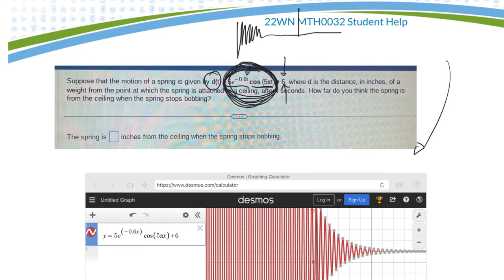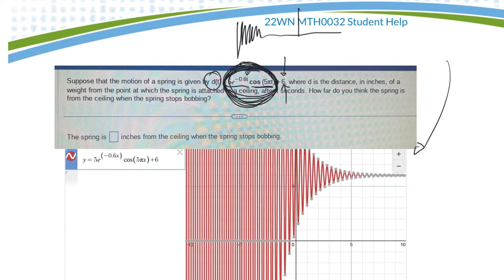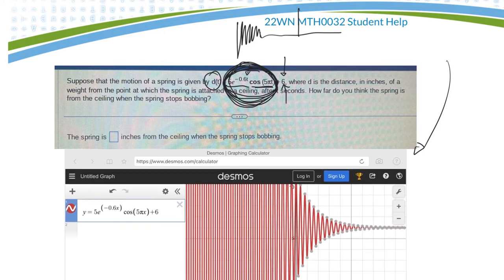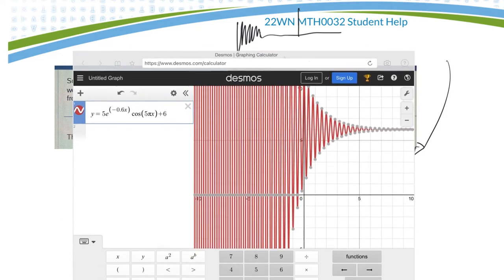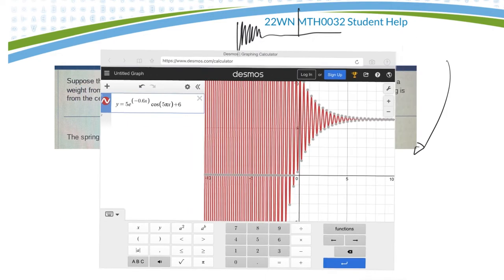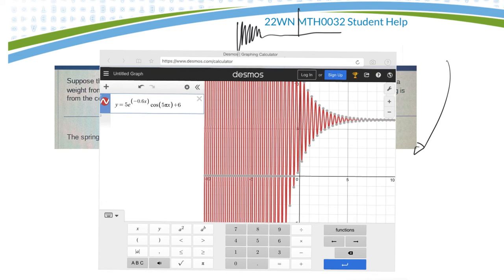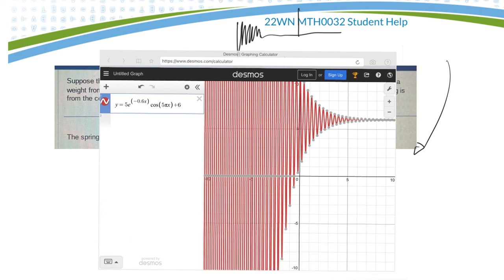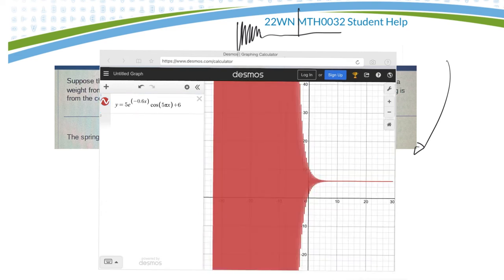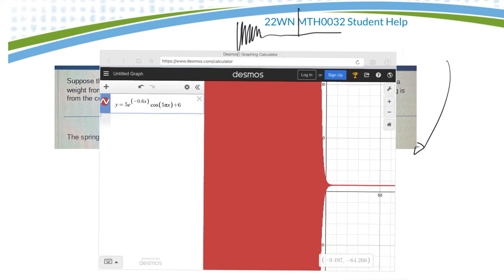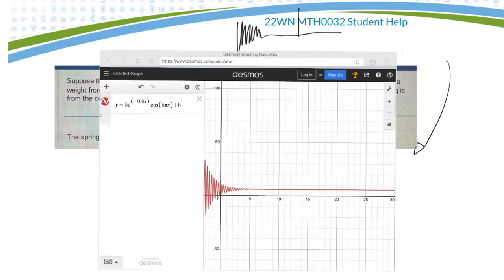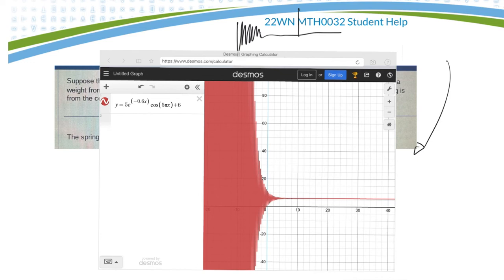Now I've graphed it down below. So here's my graph. Let me bring it up a bit. Okay, so here's the graph. Let me shrink it a bit. There we go. So there's the graph. I'm trying to let you see most of it.